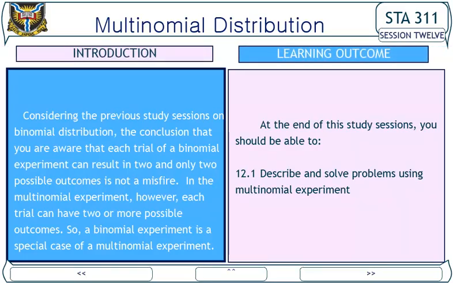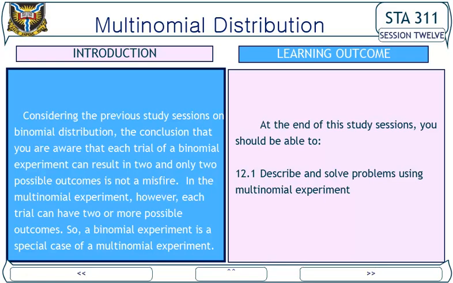Introduction. Considering the previous study sessions on binomial distribution, you are aware that each trial of a binomial experiment can result in two and only two possible outcomes. In the multinomial experiment, however, each trial can have two or more possible outcomes. So, a binomial experiment is a special case of a multinomial experiment.